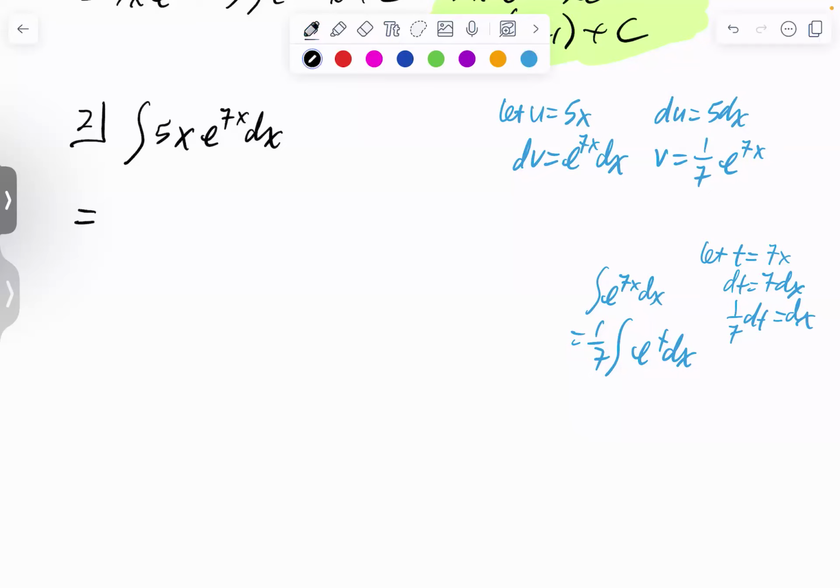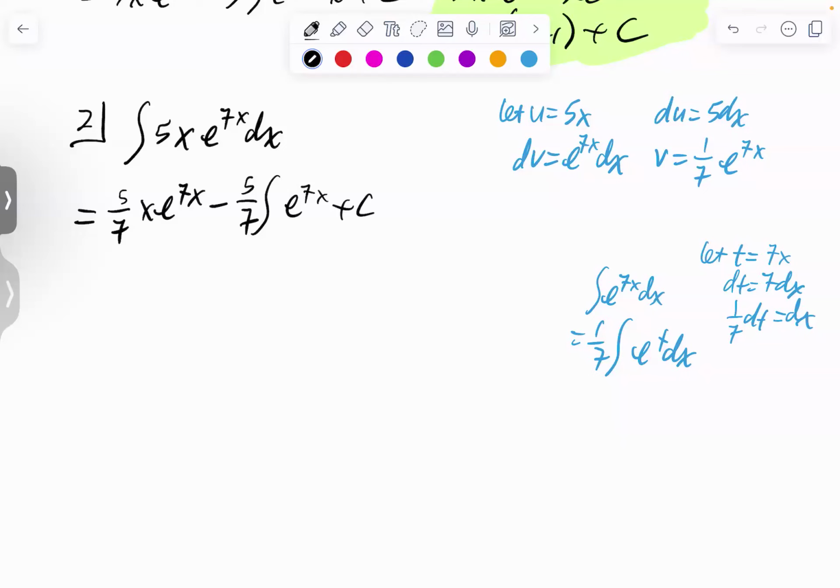So let's go back. Now we're going to do u times v. That's going to be 5 over 7 x e to the 7x minus the integral of v du, which is 1/7 du. So that's going to be actually 5/7 integral of e to the 7x plus c.